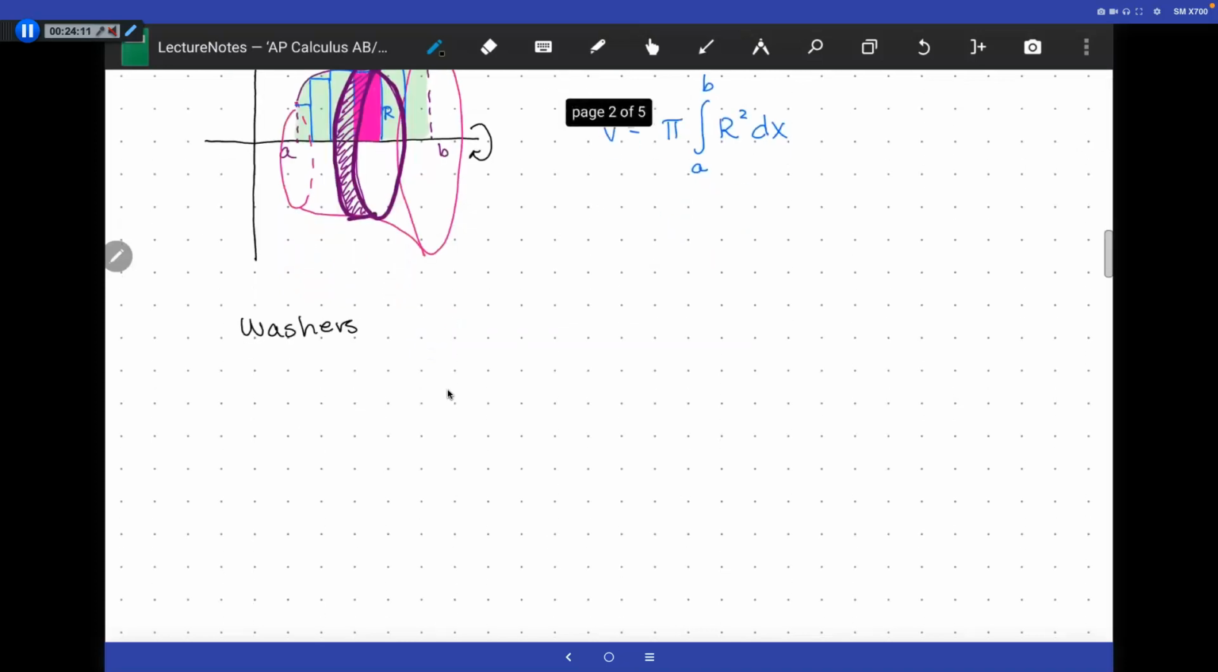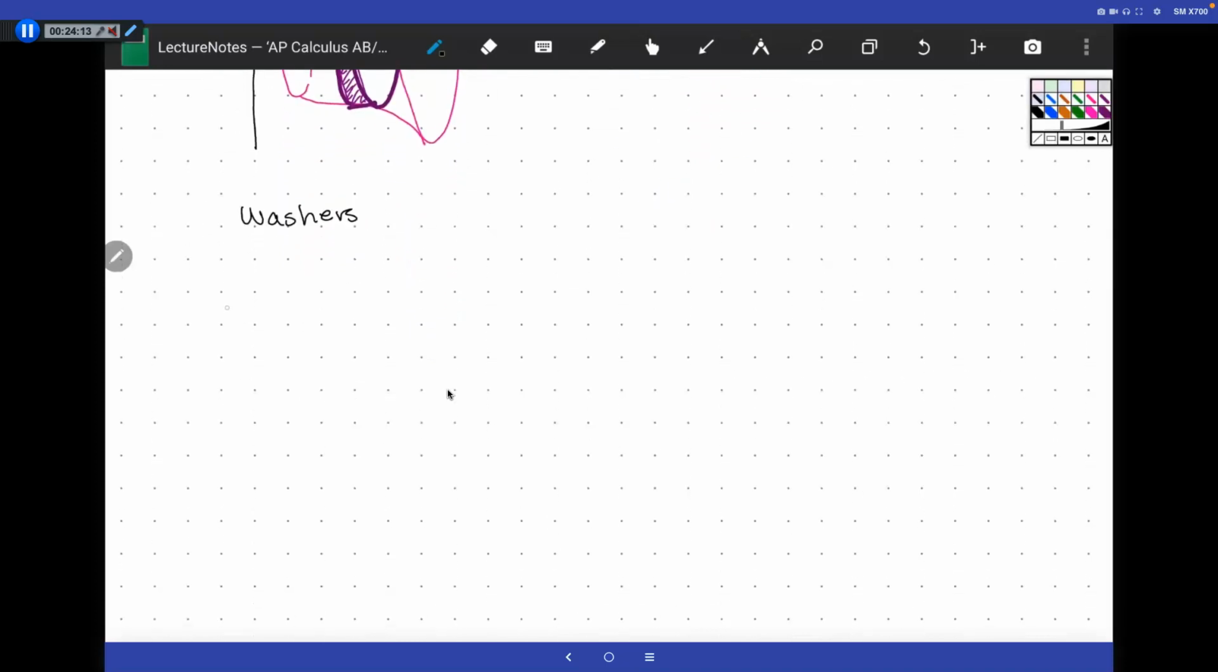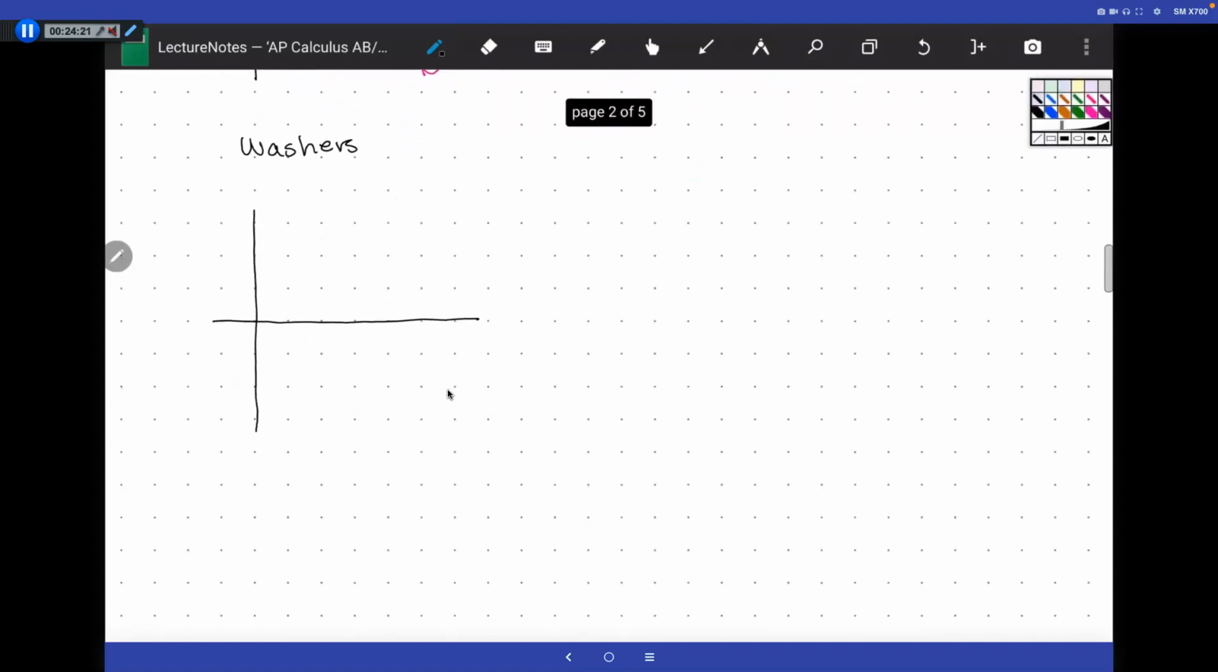Okay, let's do a washer. So we'll set up our axes. And this time we'll take this region. It's a pretty flower. It's a petal.